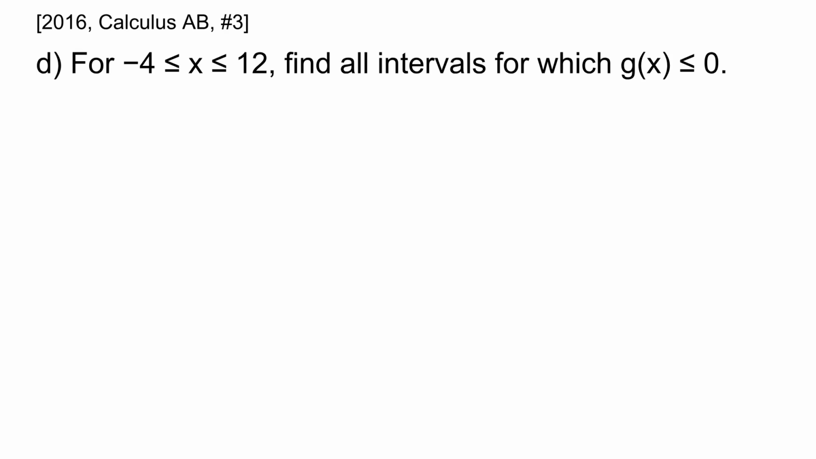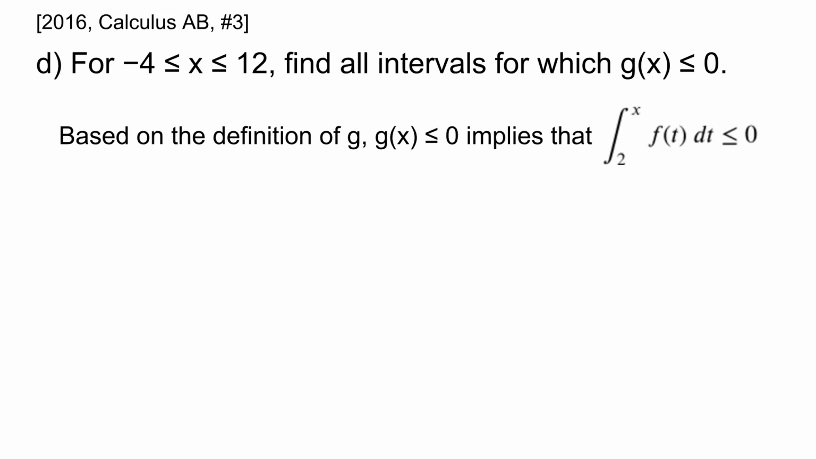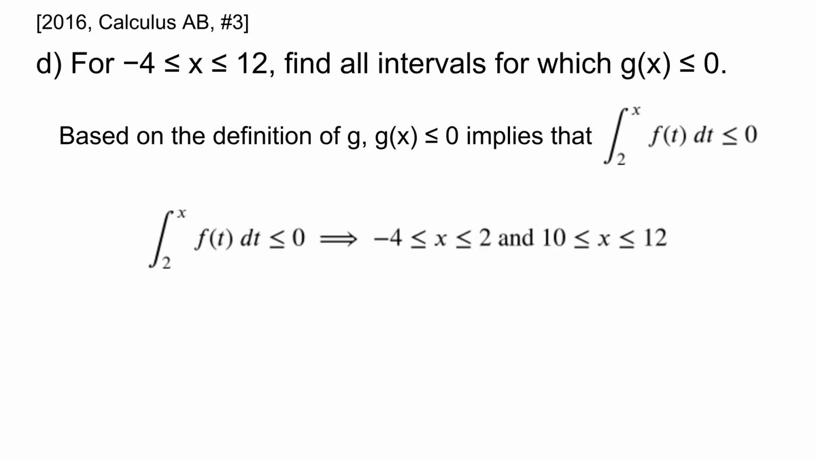In part D of the question, we are asked to find all intervals for which g of x is less than or equal to 0 on the domain of g, which is -4 to 12. Based on the definition of g provided, g of x will be less than or equal to 0 implies that the integral from 2 to x of f of t dt is less than or equal to 0. The integral from 2 to x of f of t dt will be less than or equal to 0 when x is greater than or equal to -4 and less than or equal to 2, and also from x is greater than or equal to 10 and less than or equal to 12.